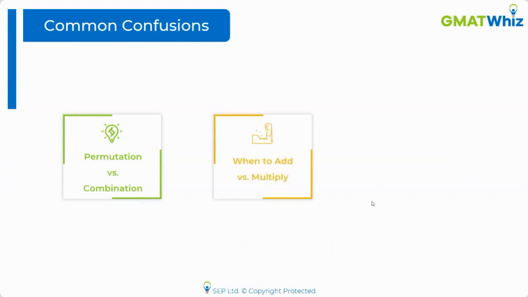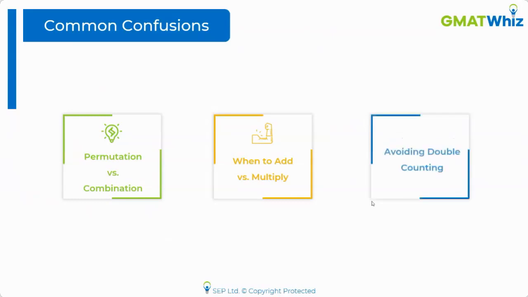The second confusion which I've seen people have is there are a lot of difficult questions where you are creating different cases, different scenarios, and people usually end up making a mistake because they don't know, after finding out all the scenarios, what they should do with that. Should they add up all the scenarios or should they multiply it? And that's a confusion that I would like to clear today also.